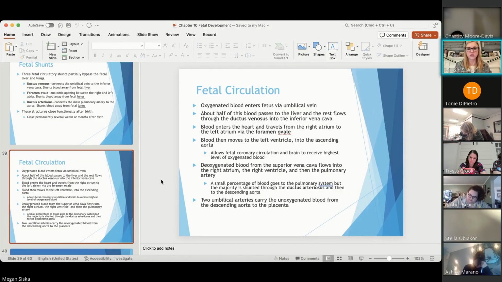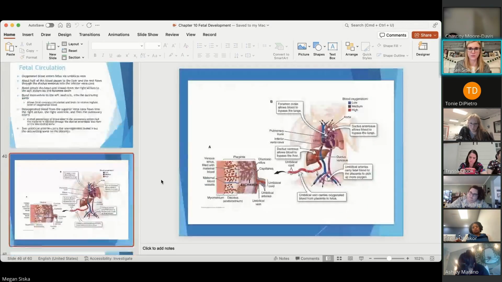Now we have that deoxygenated blood from the superior vena cava that flows into the right atria, the right ventricle, pulmonary artery. And then a small percentage of that blood goes to the pulmonary system, but the majority of it is going to go to that ductus arteriosus and then to the descending aorta to go out to the rest of the baby's body. Then those 2 umbilical arteries are going to take that deoxygenated blood from the descending aorta to the placenta. And then the whole process starts over again.